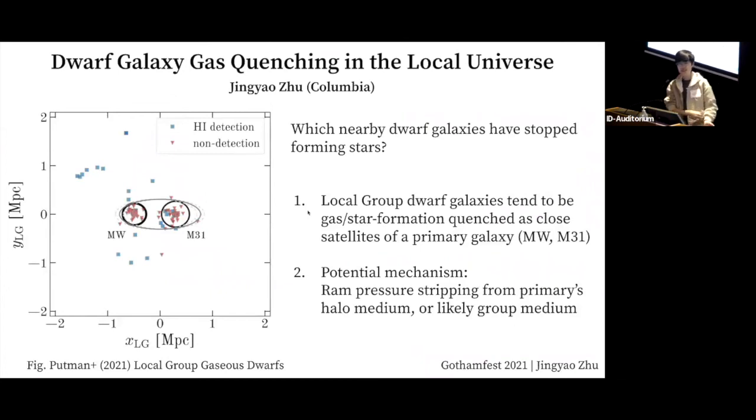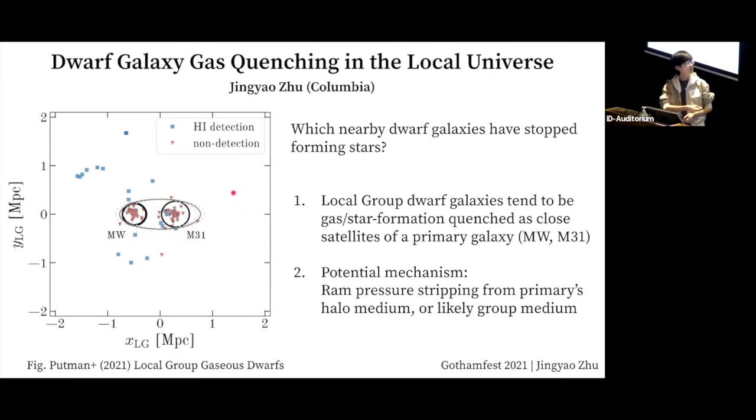Hi everyone, my name is Jing Yao. I'm a second-year PhD student at Columbia. This is on my work with my advisor Mary Putman on the smallest galaxies in the world. And so the motivation of this work is to start locally in the Local Group. So we found that this picture is by Mary and collaborators.